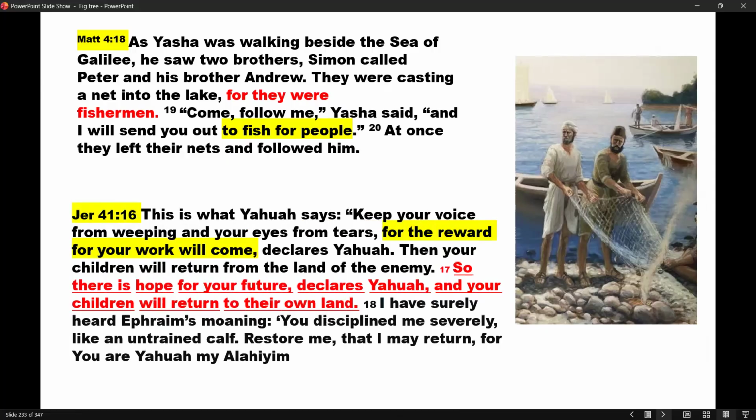Jeremiah 31. This is what Yahweh says: "Keep your voice from weeping and your eyes from tears, for the reward for your work will come," declares Yahweh. "Then your children will return from the land of the enemy. So there is hope for your future," declares Yahweh, "and your children will return to their own land. I have surely heard Ephraim's moaning: You disciplined me severely, like an untrained calf. Restore me that I may return, for you are Yahuwah my Elohim."